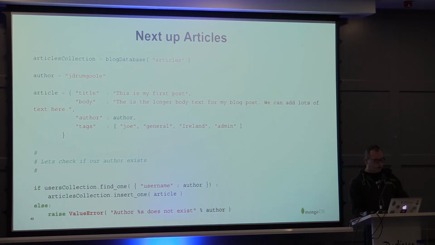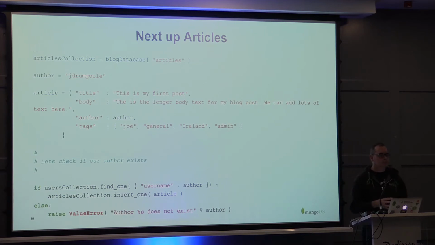And now we're going to do our own referential integrity. We're going to find one, make sure that the author exists in our users collection, then we're going to insert the article. Otherwise, we're going to raise a value error, author doesn't exist. This is how referential integrity is done in MongoDB.